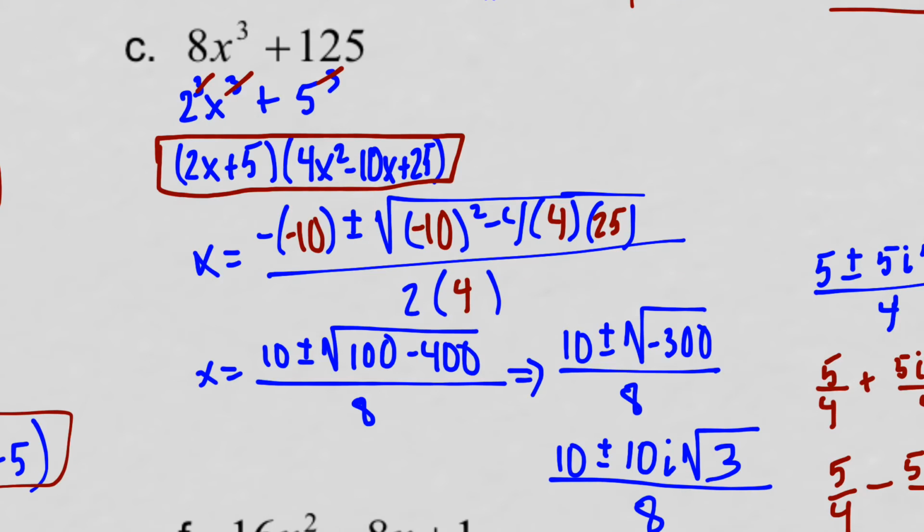Alright, so here's part C, 8x cubed plus 125. What I decided to do here is look at this as a perfect cube, which it is, 2 cubed. Perfect cube, perfect cube. So I use this sum of two cubes pattern, which says that I can basically get rid of the cubes and it's just 2x plus 5, 2x plus 5. And then remember that to come up with this, you square the first one, times each other but change the sign, and square the last one.